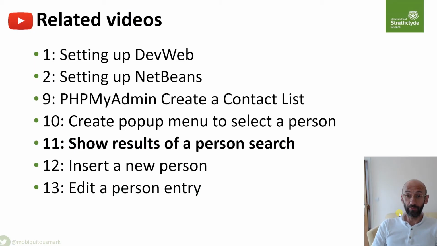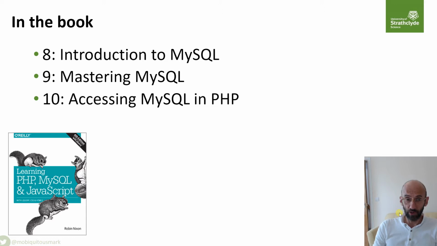In previous videos we've set up the server, we've set up a contact list, and we've created a pop-up menu which allows us to pick a person. Today we're going to show the results of that, and in the next 2 videos after this we're going to insert a new person and edit them. In the book, it's chapters 8, 9 and 10.